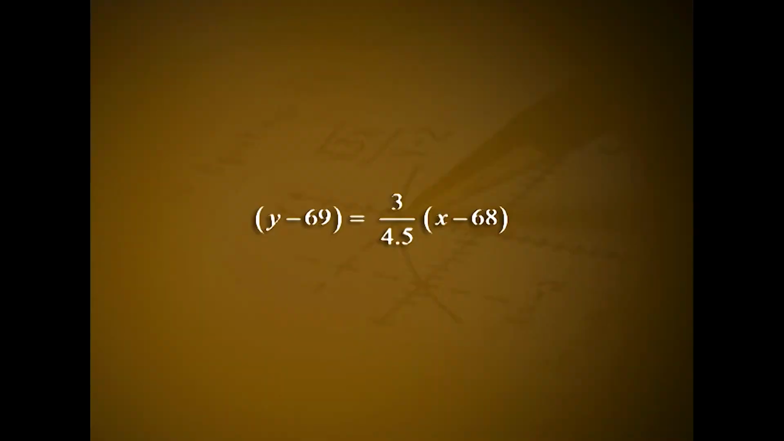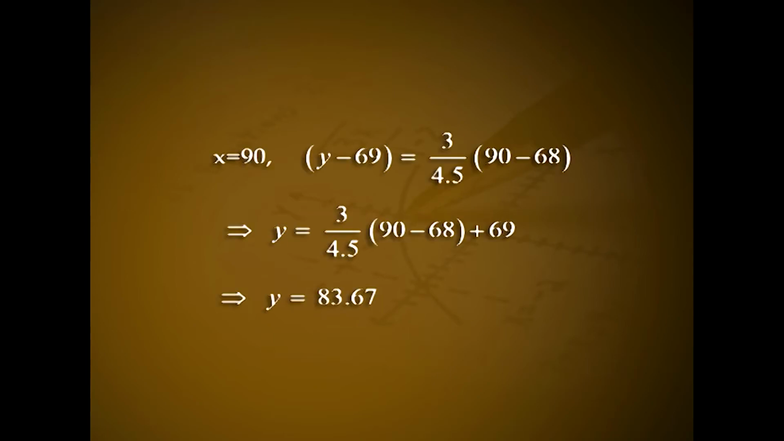We can use the regression line y on x to predict the value of y for x equal to 90. The regression equation y on x is y minus 69 equal to 3 divided by 4.5 into x minus 68. For x equal to 90, y minus 69 equal to 3 divided by 4.5 into 90 minus 68. This implies y equal to 3 divided by 4.5 into 90 minus 68 plus 69. This implies y equal to 83.67.